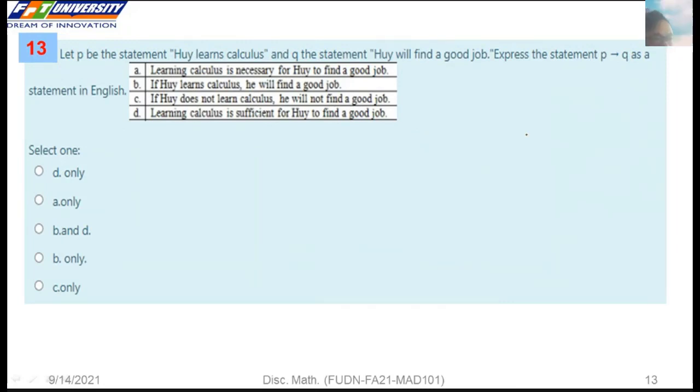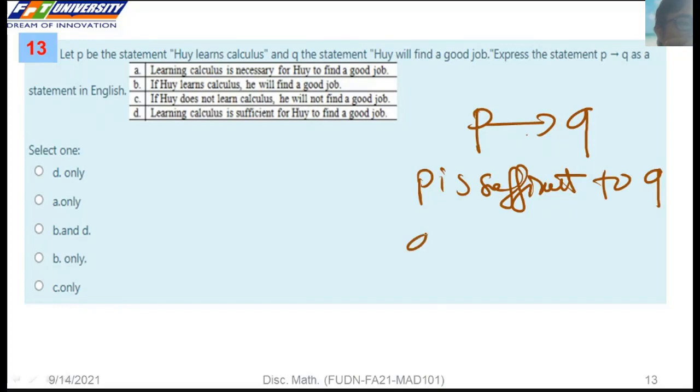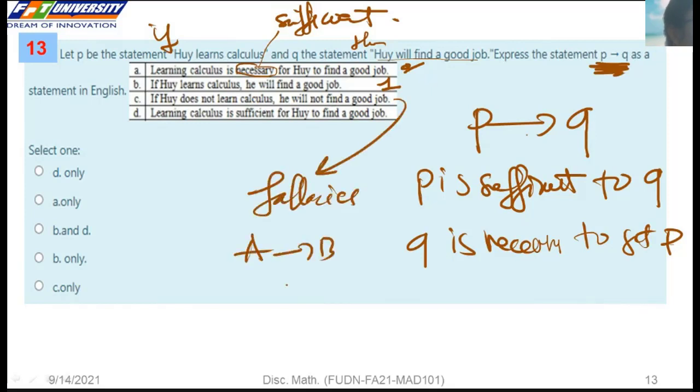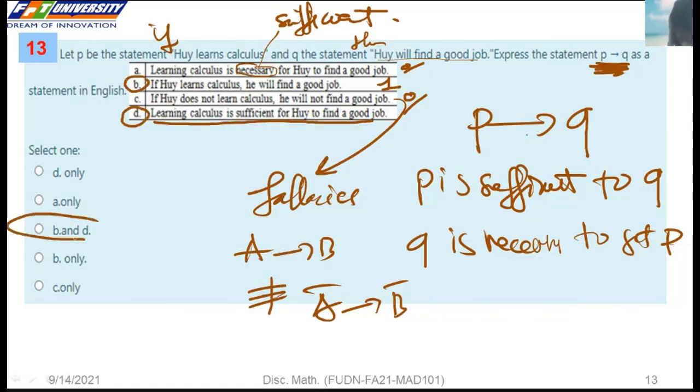Next one. P is the statement: we learn calculus. Q is the statement: we find a good job. Express the statement P implies Q as a sentence. P implies Q: P is sufficient for Q, and Q is necessary for P. Learning calculus is sufficient, not A. If we learn calculus, then we find a good job. B is true. C, if he does not learn calculus, he will not find a good job, is a fallacy, because not P does not imply not Q. D, learning calculus is sufficient for him to find a good job. Okay, so the result is B and D.